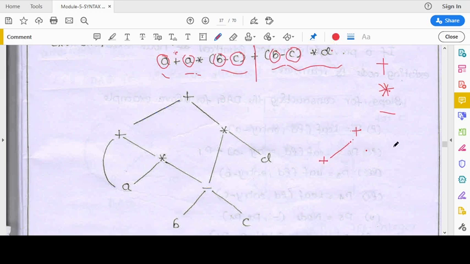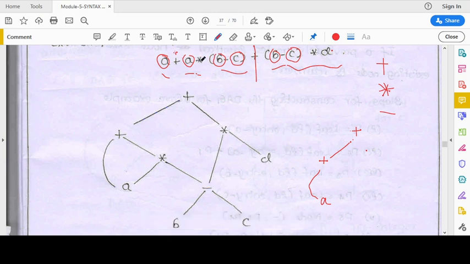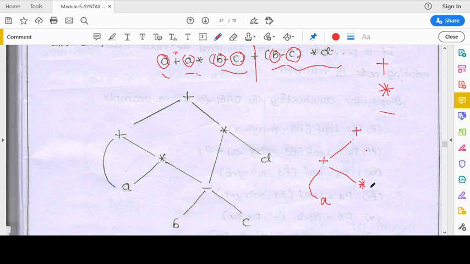So plus is viewing another plus. Left child of this plus is a. So left child of this is a. What about the right side of this plus? It sees a and star. Okay, star is the right child here. So plus right child is star. Again, who is the left child of this star? Left child of this star is a.